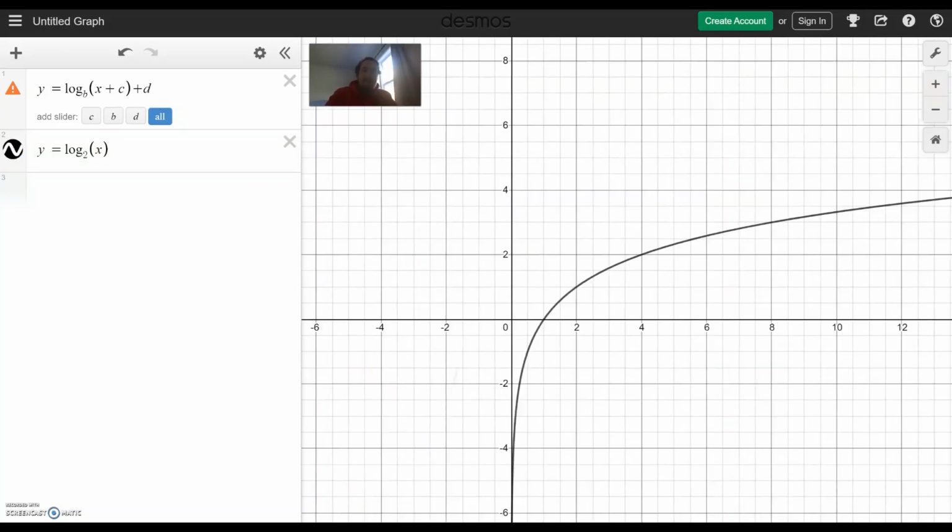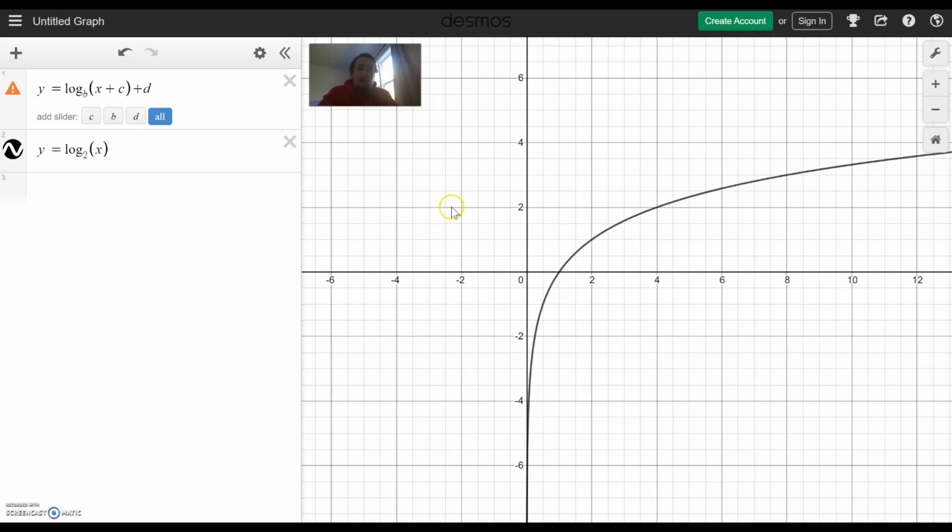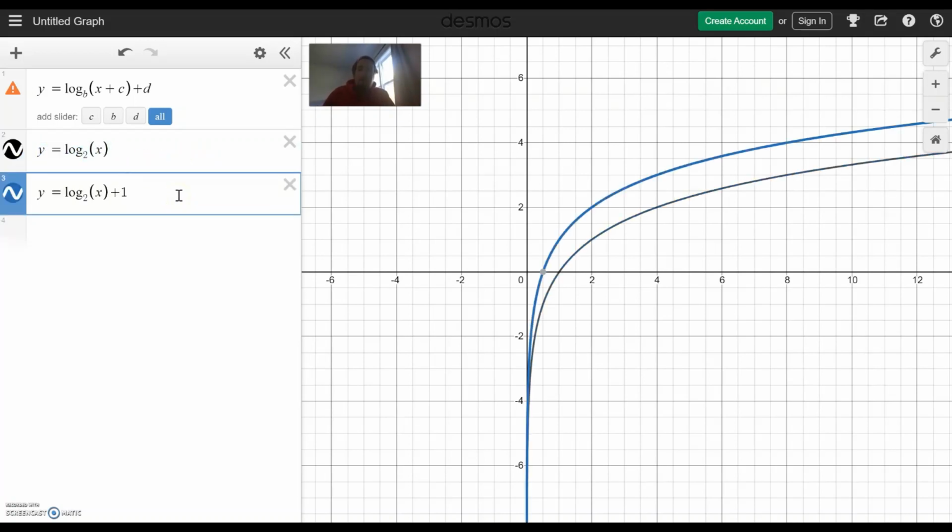So this is our standard log graph. And we can see that key point, that reference point, 0, 1. Oh, 1, 0. That's there as well. So that's our reference point. So first thing we want to do is let's move that up or down. And we can do that by the usual deal, the +1.